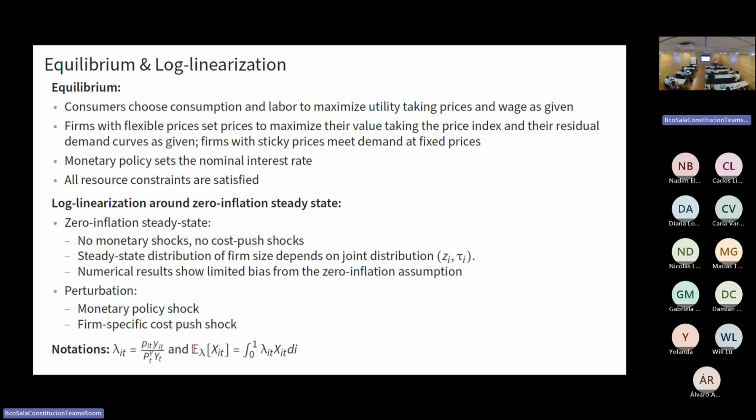Just one additional piece of notation. You're going to see that some lambdas are going to pop up. Lambda it is only the sales share of firm i with respect to the aggregate. And when you see an expectation lambda of a variable X, what we mean is the cross-sectional average of variable X using sales shares as weights.